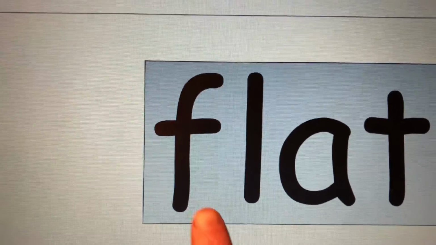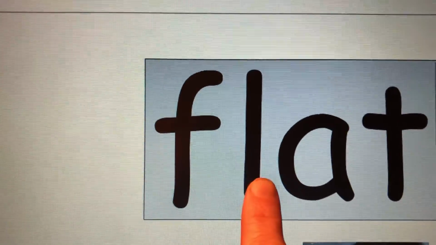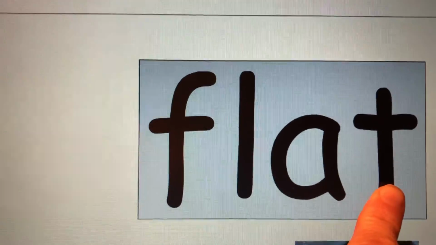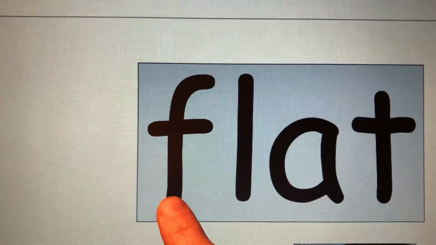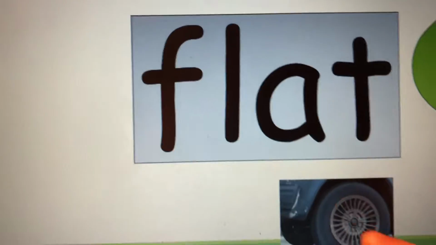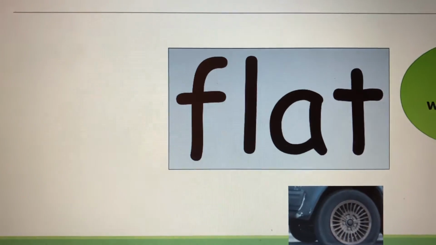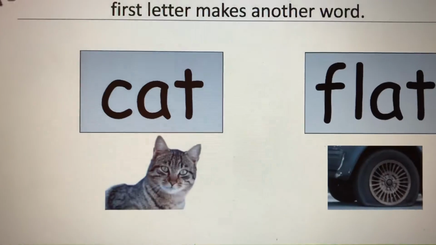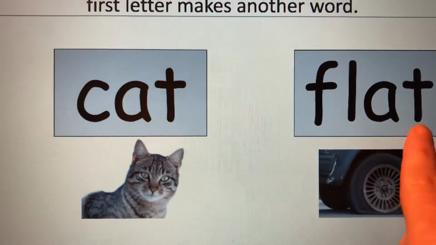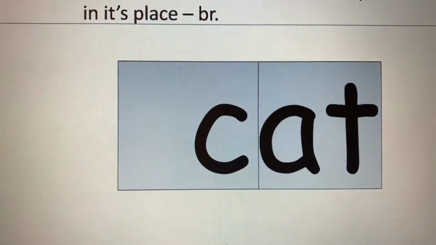I hope that you already had in mind that the sound fl comes from F-L together. Fl, at. And do you know what word it makes if we blend it all together? It makes flat. Like a flat tire that you could have on your car. Cat and flat have the same ending, A-T. But they're different words because their beginnings are different.